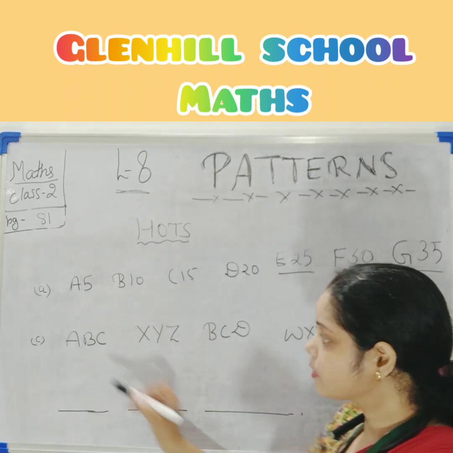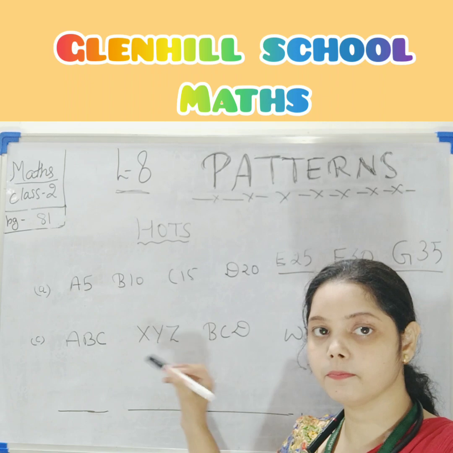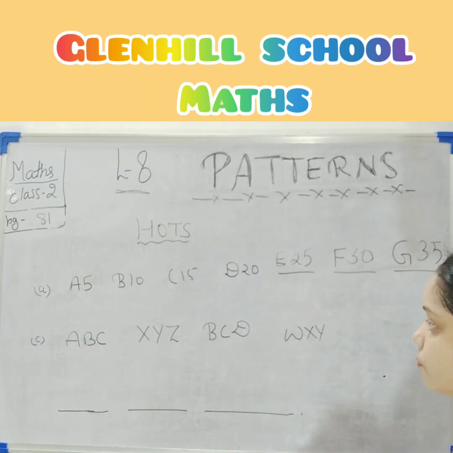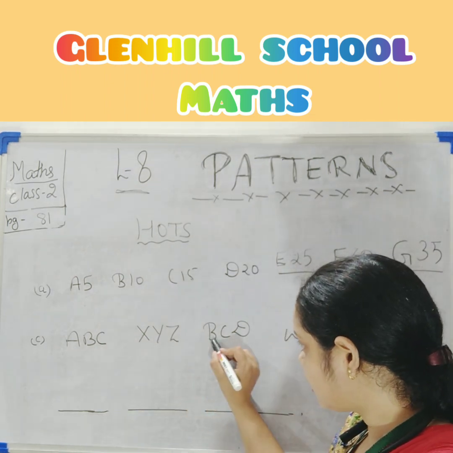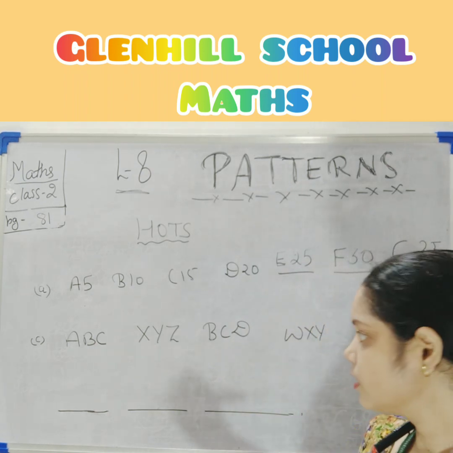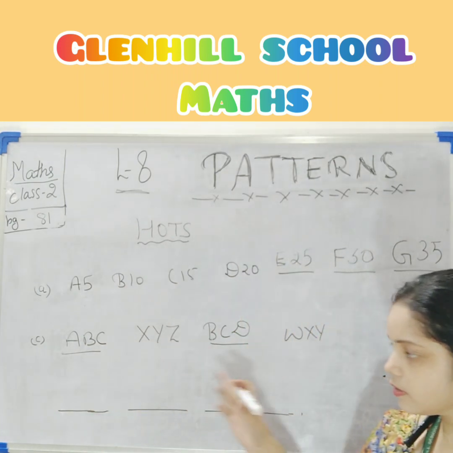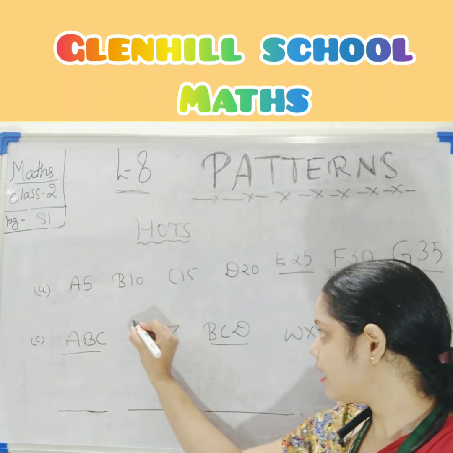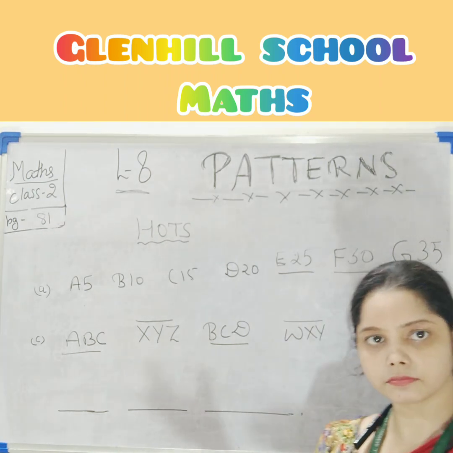Now come to the C question. This question is based on only alphabet, but the pattern is something different. So first is A, B, C, next is X, Y, Z, again B, C, D, again W, X, Y. So here we can see A, B, C and B, C, D. These are the pattern of the starting part of the alphabets. But here X, Y, Z and W, X, Y is the ending part of the alphabet.